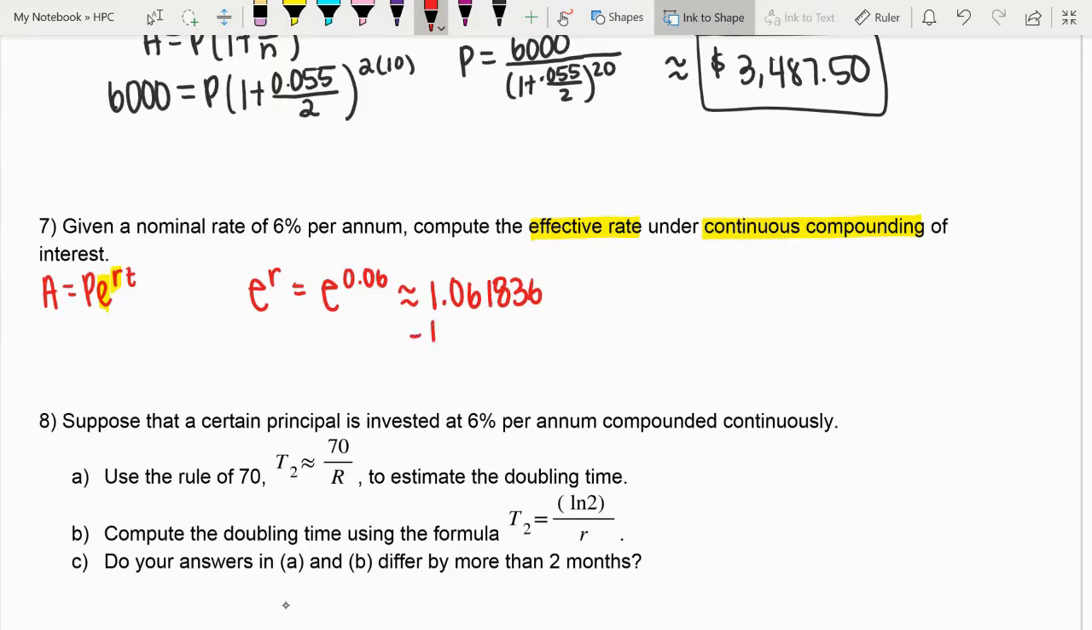1.061836. Again, we subtract 1, and I'm getting approximately 0.061836. Again, last step is to convert that to a percent. So we end up with an effective rate of 6.18%. And that was when we were compounding continuously.